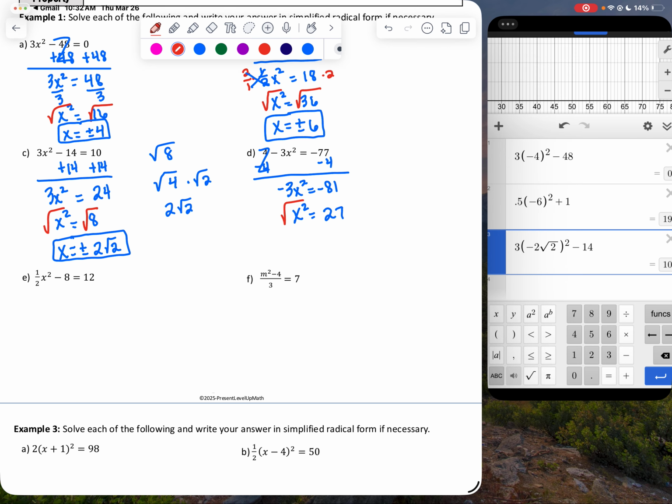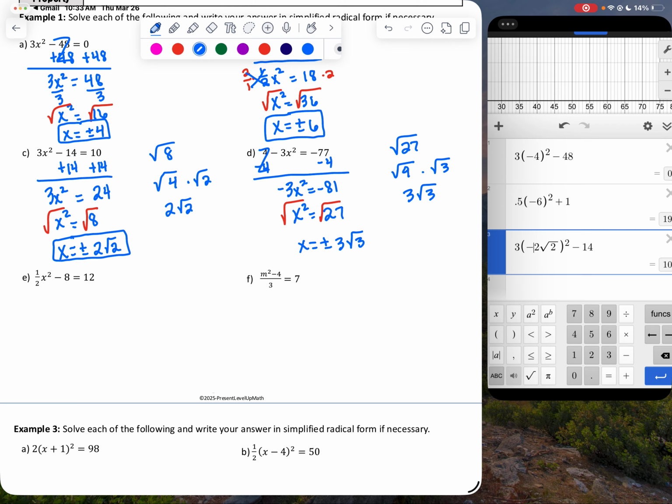Take the square root of both sides. So x will equal plus or minus. Now I'm going to come over here and simplify square root 27. Square root 27 will break down to square root 9 times square root 3. The square root of 9 is 3, so this would be 3 square root 3.